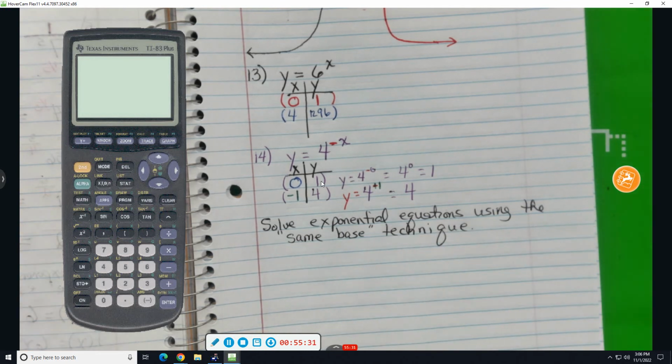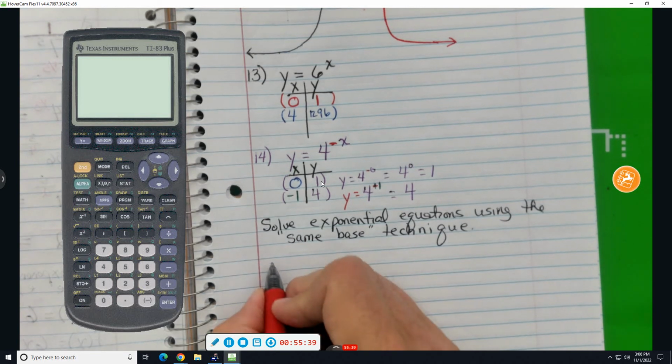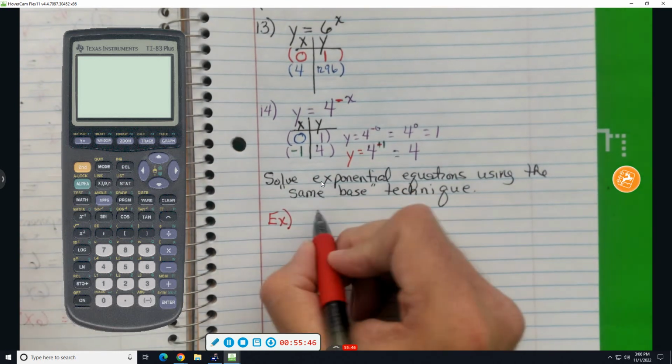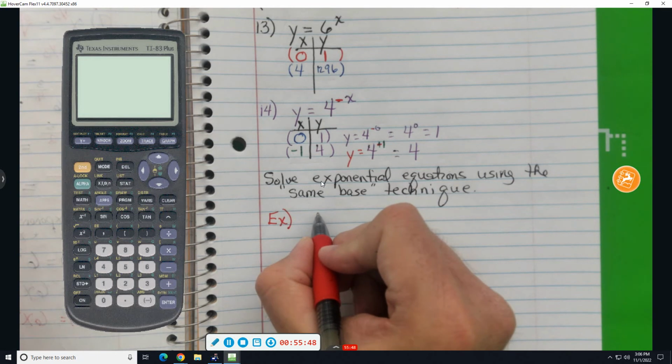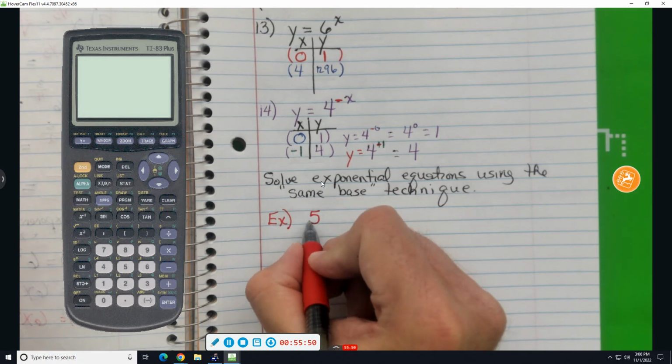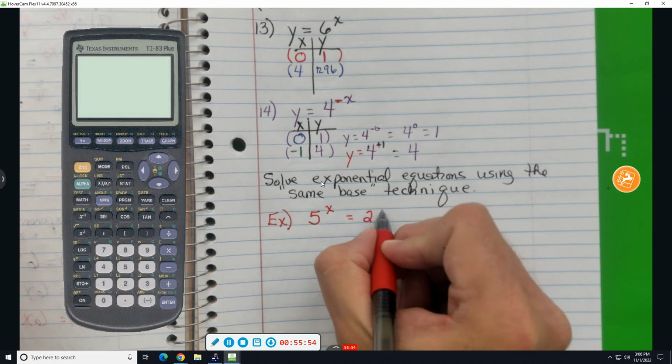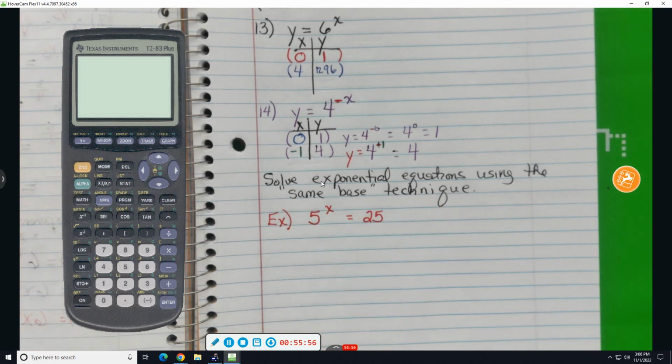Solve exponential equations using the same base technique. It sounds harder than it really is. I think you already know this technique. If you had the equation 5 to the x equals 25, could y'all tell me the solution for x?